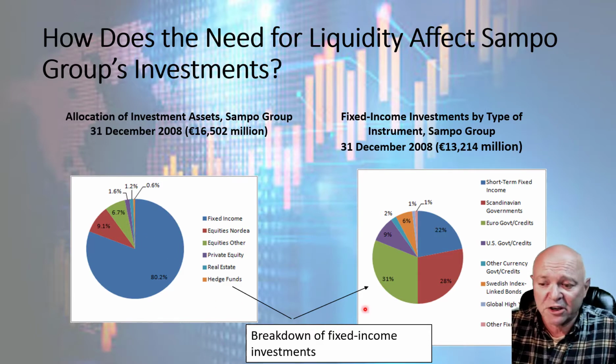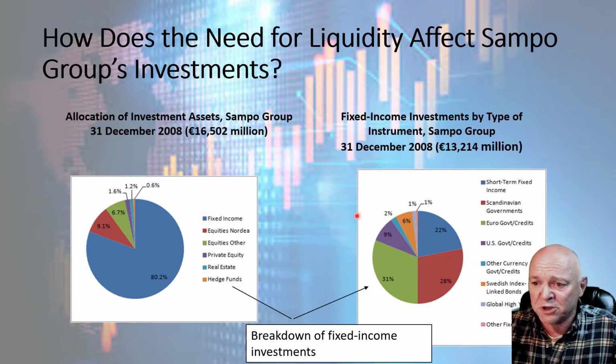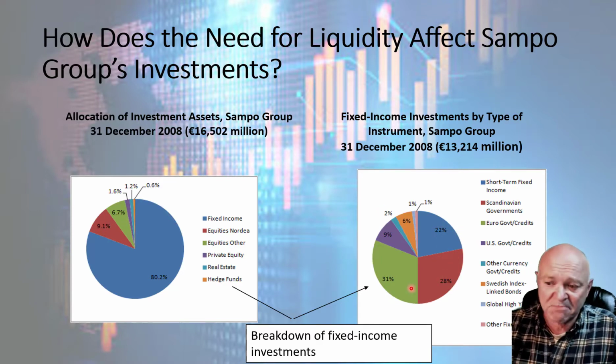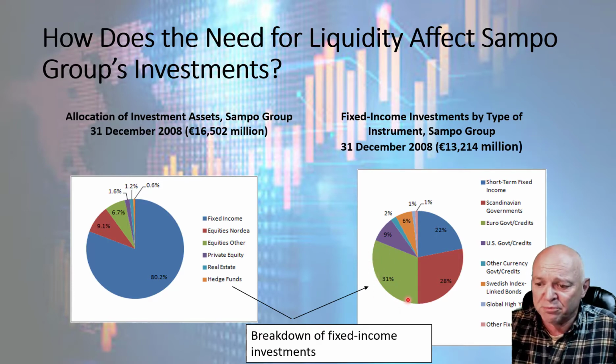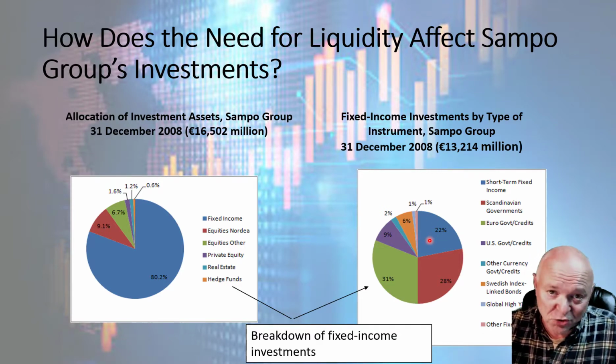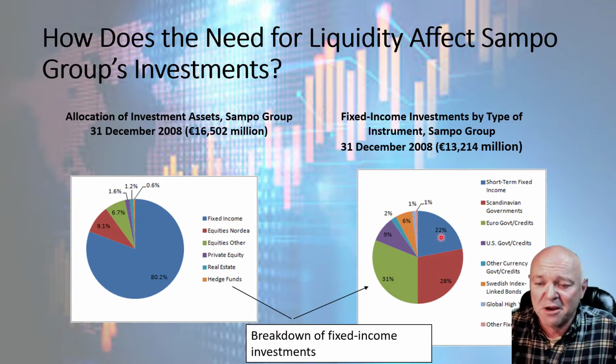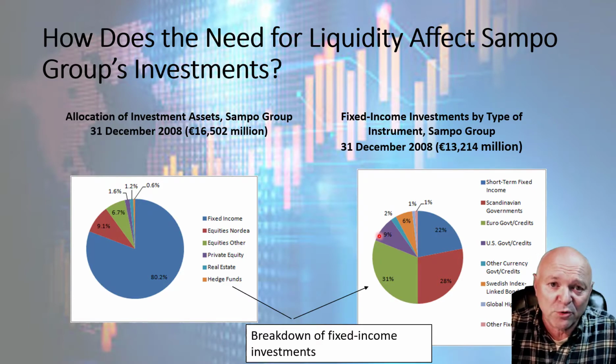And in fact, if we take a look at the bonds in the portfolio information on the right, their fixed income investments are mostly highly liquid ones, things like government bonds. So the green pie shape, 31%, is European government bonds. They have Scandinavian government bonds as separate from that. Short-term fixed income also, they're going to be available on very short notice. U.S. government bonds. So there's a very liquid market for bonds.